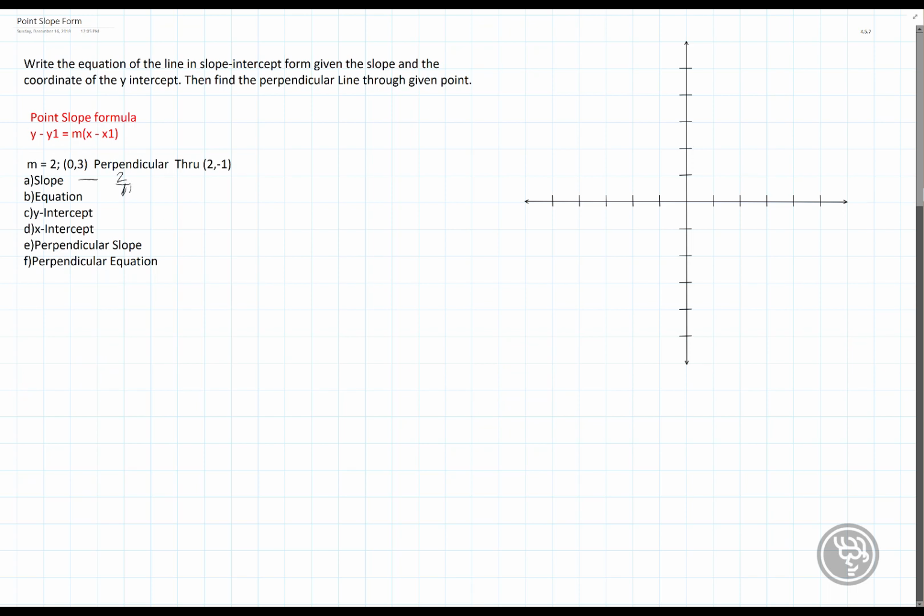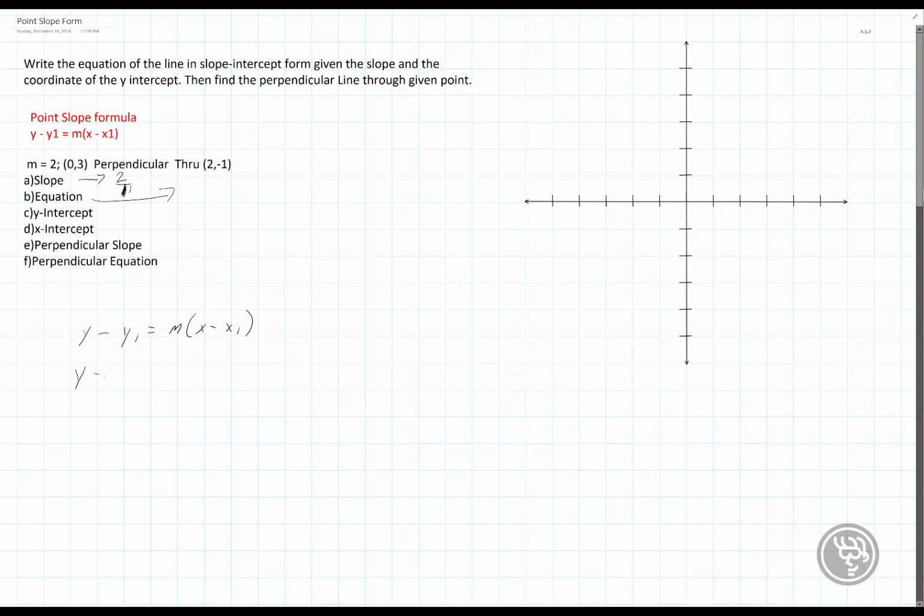Now our equation, we have to figure that out. The equation is going to be basically our slope with our point-slope formula. So let's put that formula now to use. If we take what we know, y minus y1 is equal to m times x minus x1. So let's plug in the values for this equation.